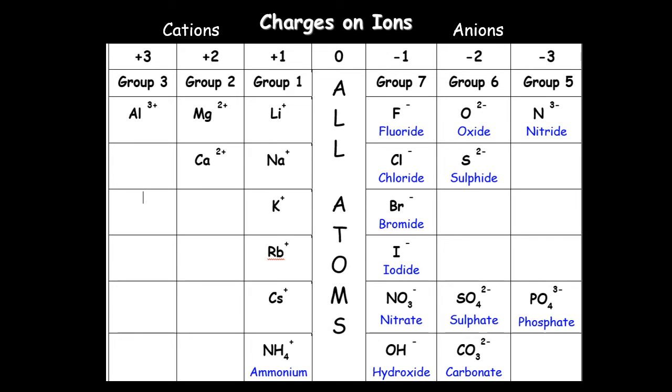The nitrate, which is NO3, forms a single negative ion. Sulfate, SO4, double negative ion. Phosphate forms a triple negative ion. Hydroxide, single negative. Carbonate, double negative.